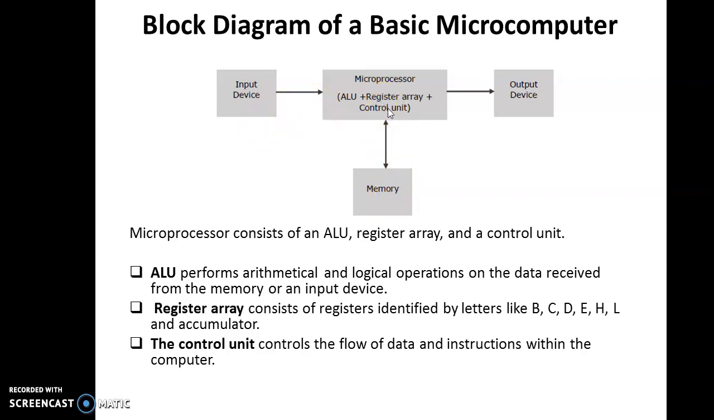Register array. Register array consists of number of registers identified by letters B, C, D, E, H, L and accumulator. Registers are used to store data temporarily. Control unit controls the flow of data and instructions within the computer.